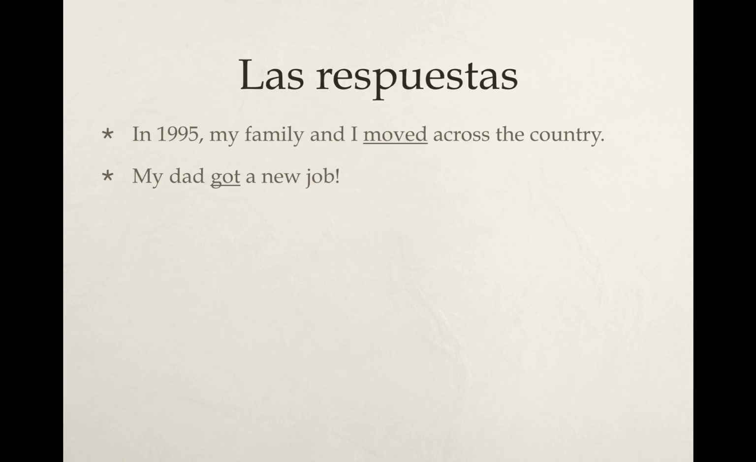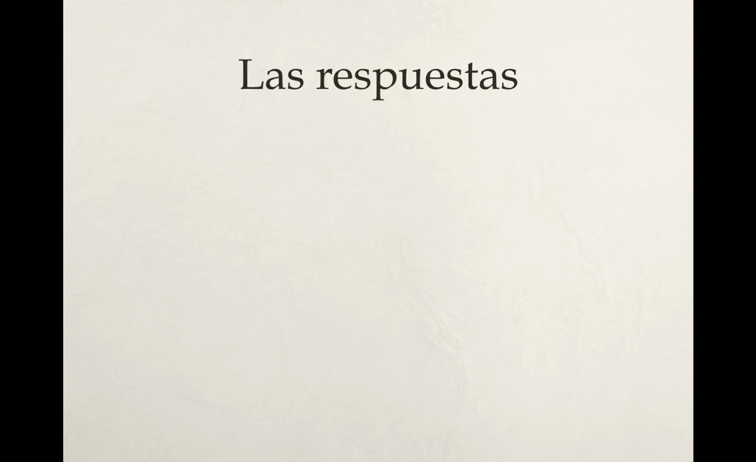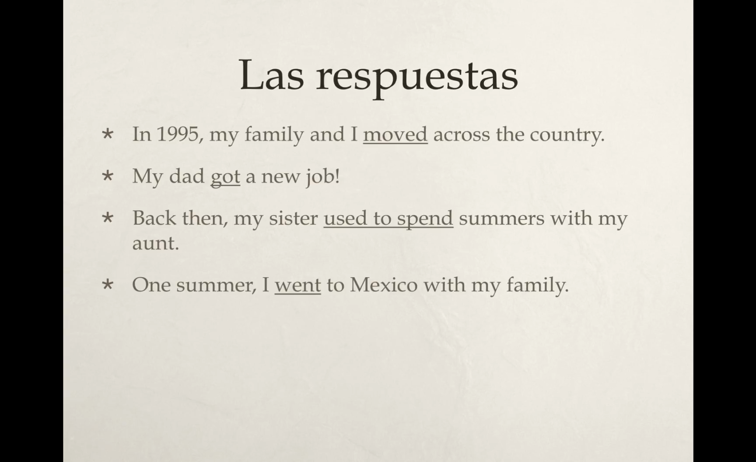For example, if you wanted to look at the following sentences, I moved across the country. My family and I moved across the country. That is a completed past action. It happened once. How many times did I move? Just once, so it is going to be preterite tense. My dad got a new job. Same idea. He got a new job. He got it once. It's over. It's done. It was an instantaneous thing when he received that job. It's also going to be preterite tense. It's what happened or occurred.